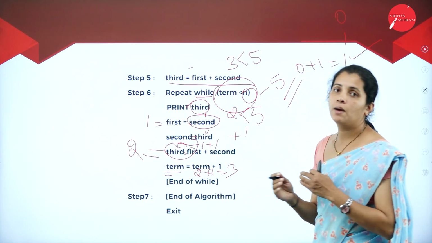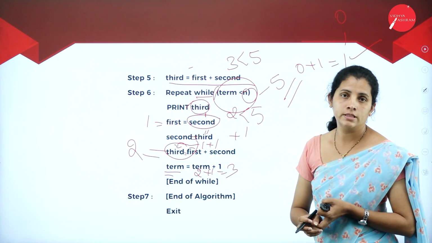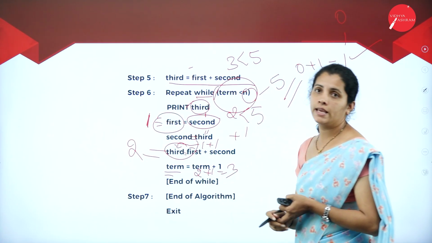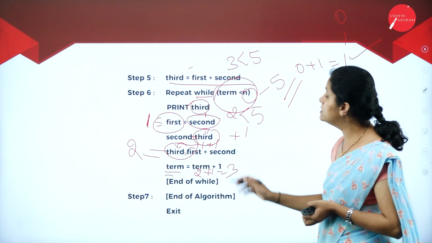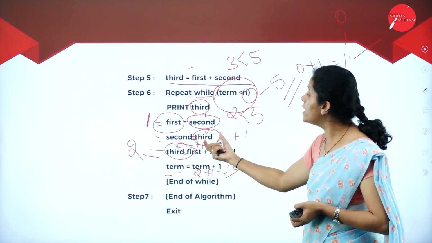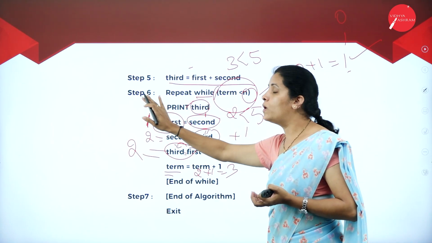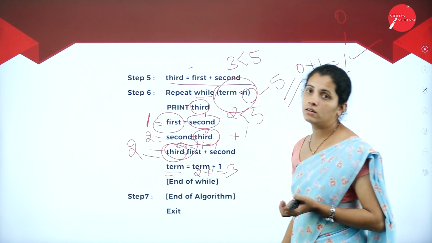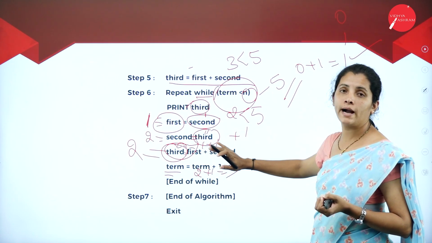Then once again, I'm going to interchange my value. So what is my second value? That is 1. So that is stored inside first variable. Then whatever the third value I'm going to have, that is stored inside my second variable. So what is the value of third here? That is 2. So 2 plus 1, that is 3, and that is stored inside my third variable, and I'm going to increment term by 1.